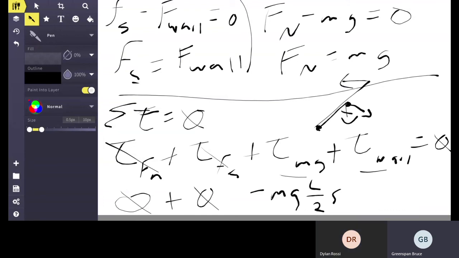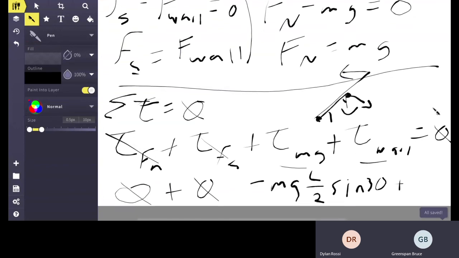This angle here, where does... oh right. I gave this as 60. So you do some geometry. That's 30. Yeah, it ends up being sine 30. You can figure that out. Okay. And then plus the wall one.